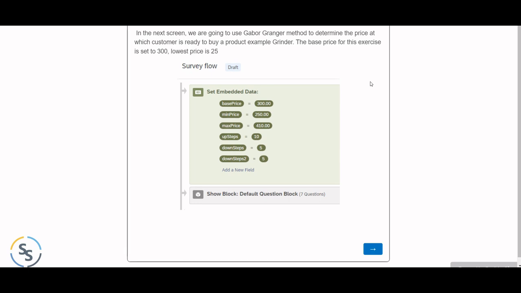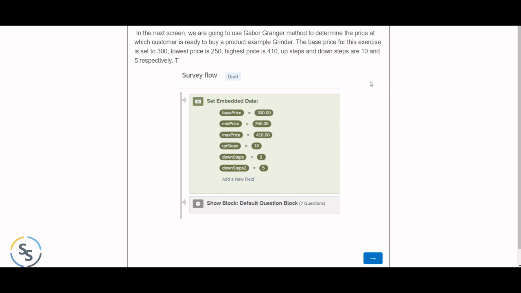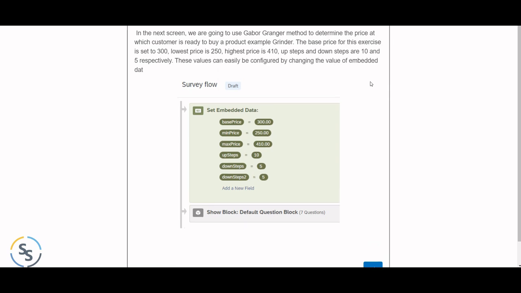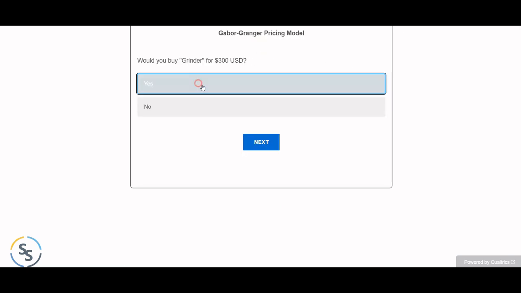For this exercise, the base price is set at $300 with a minimum of $250 and a maximum of $410. The price will increase in steps of 10 and decrease in steps of 5. These values can be easily adjusted by modifying the embedded data as shown below. Let's get started.